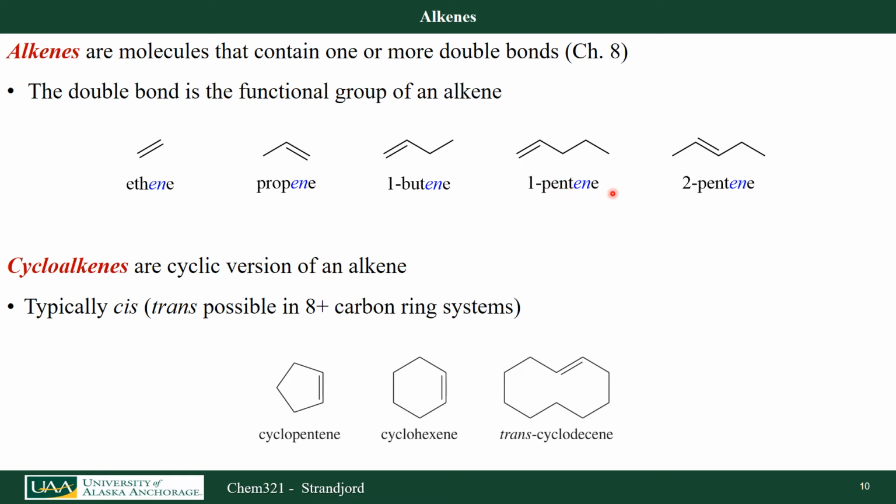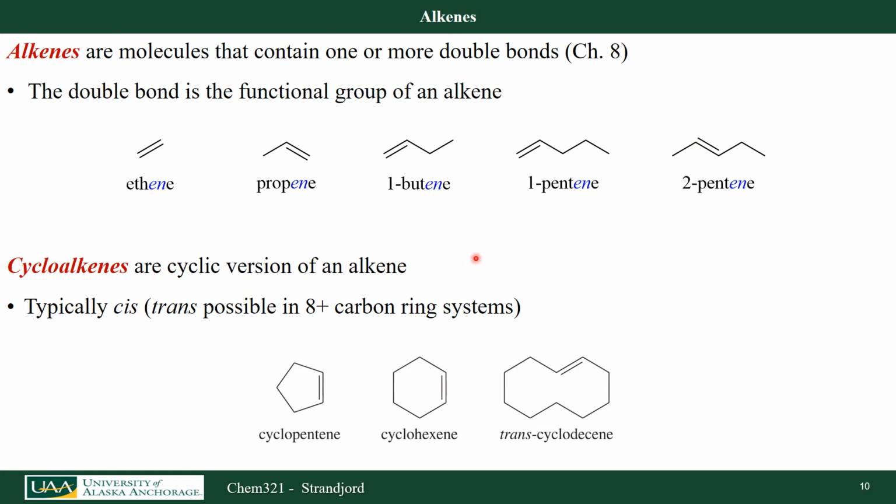5 carbons is a pentene, and 5 carbons is also a pentene, but notice these two, the double bond is in a different place. So we identify and distinguish these 2 molecules by putting a 1 out here in front of the pentene to identify that the double bond started at carbon number 1. In this last molecule, I go 1, 2, the double bond started at carbon number 2.